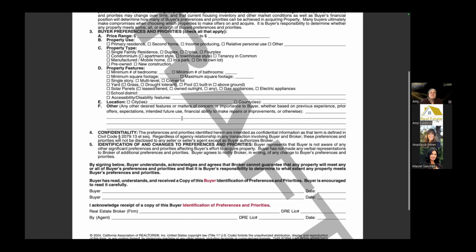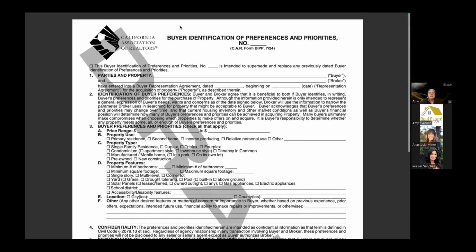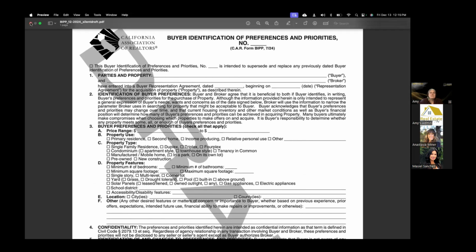It just says here, the buyer read, understand, and received a copy of the buyer identification of, right? So they just added buyer there. And then down here, it just acknowledges receipt of a copy of this buyer identification of preferences and priorities. So that would be our signature, buyer signs above. Okay, any questions on those two forms?